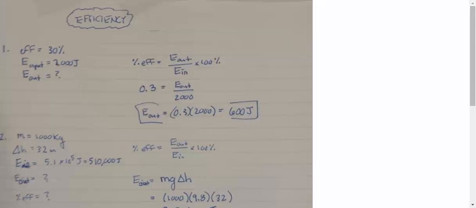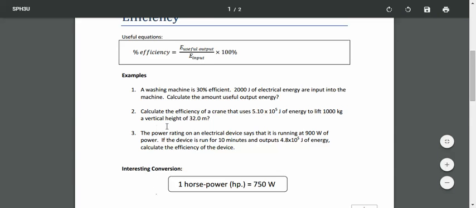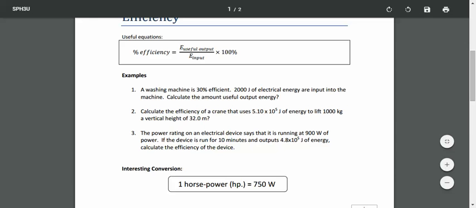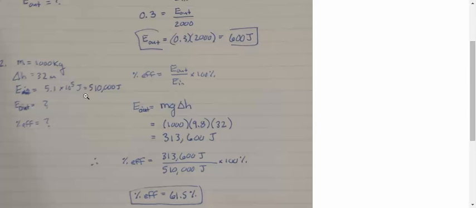In the second one, what we have is calculate the efficiency of a crane. So this crane is actually going to use 5.1 times 10 to the 5 joules of energy to lift 1,000 kilograms up 32 meters. It doesn't matter if it went from 0 to 32, or 32 to 64. It doesn't matter as long as the difference is 32 meters and the acceleration of gravity is 9.8. So you see here, we've got the mass, your delta H, the E in.